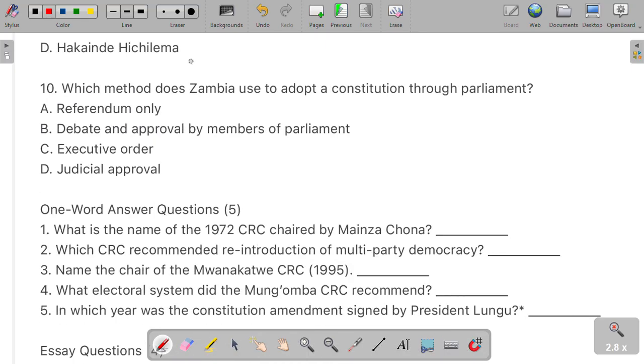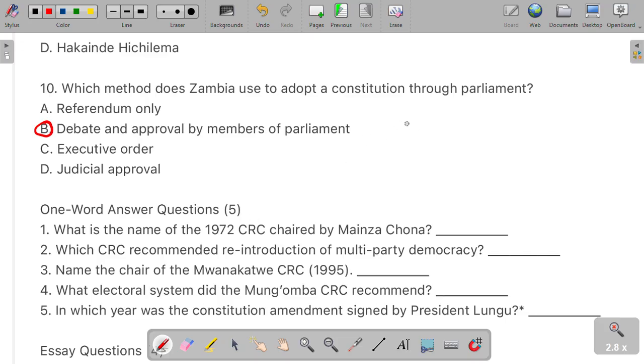We continue. Question 10. Which method does Zambia use to adopt the constitution through parliament? Is it A, referendum, B, debate and approval by members of parliament, C, executive order, D, judicial approval? Which one is our correct answer here? Our correct answer is B, debate and approval by members of parliament. So the adoption happens through approval by members of parliament.